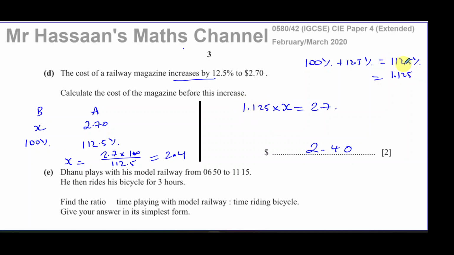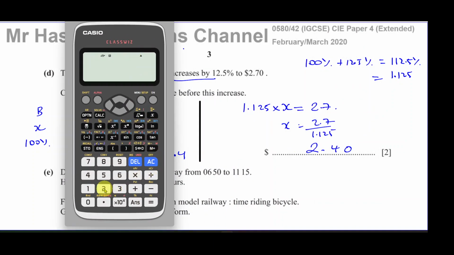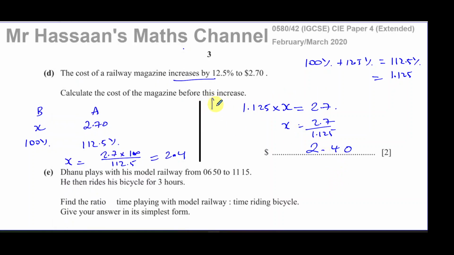So when you increase something by 12.5%, it's like you're multiplying it by 1.125. You're multiplying by 112.5%, which is over 100. So that means X is equal to 2.7 divided by 1.125, which, if you calculate that, it gives you exactly what we have here, just to confirm it with you. So 2.7 divided by 1.125, and you get the same answer, which is 2.4. So that's an alternative method of answering this same question.